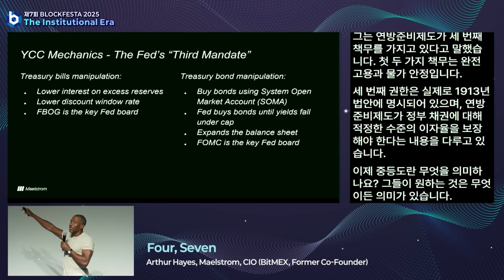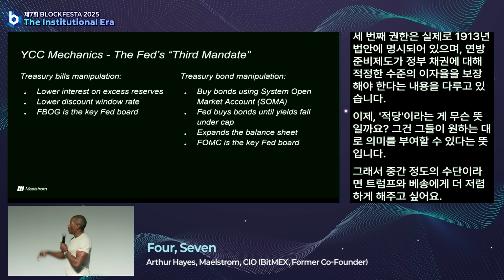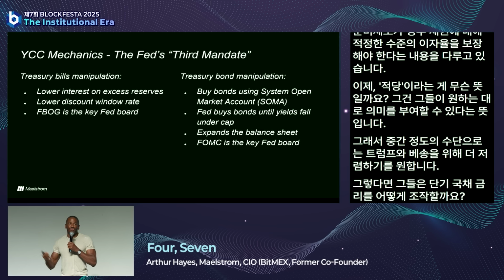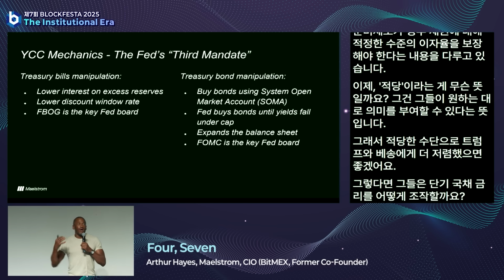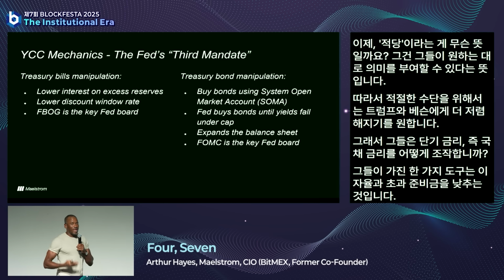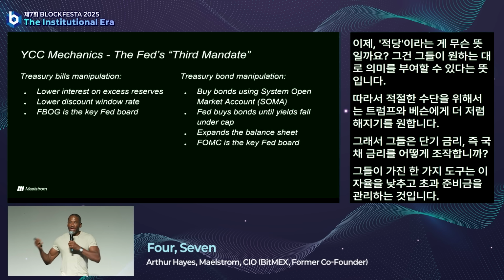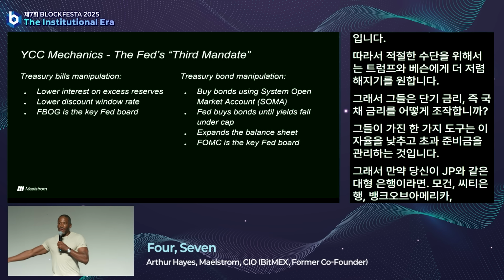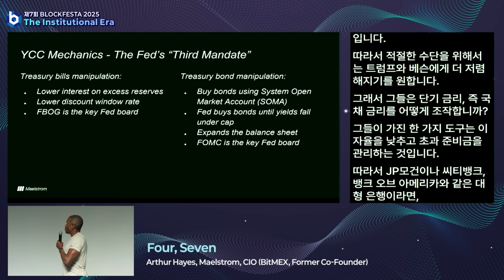So how do they manipulate the short end, the Treasury bill rate? One tool that they have is to lower the interest rate on excess reserves. If you're a large bank like JP Morgan or Citibank or Bank of America, you can take your excess cash and park it with the Fed, and they're essentially going to pay you Fed funds. This is called the interest on excess reserves.